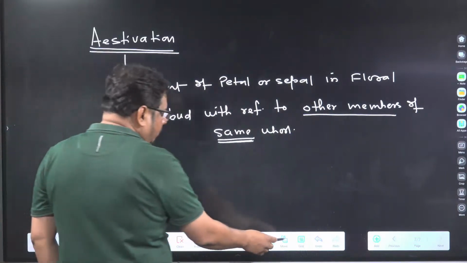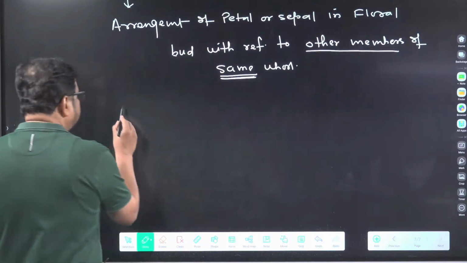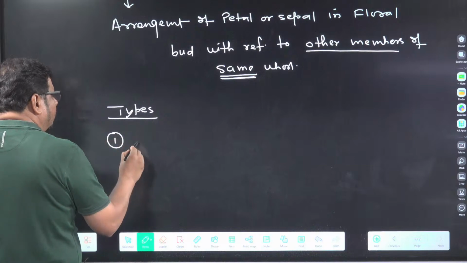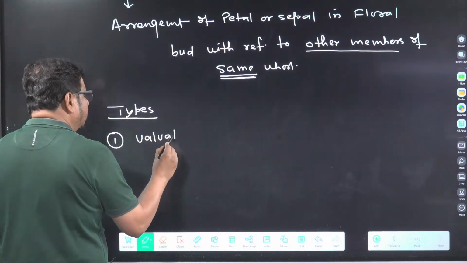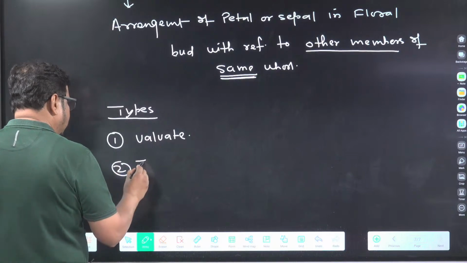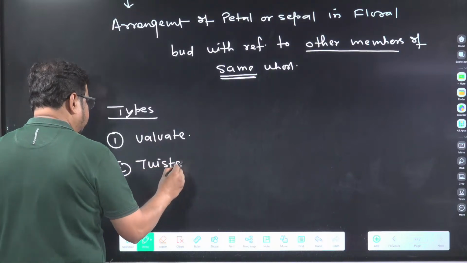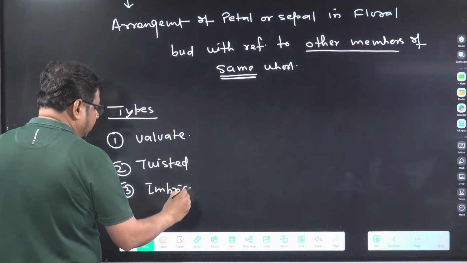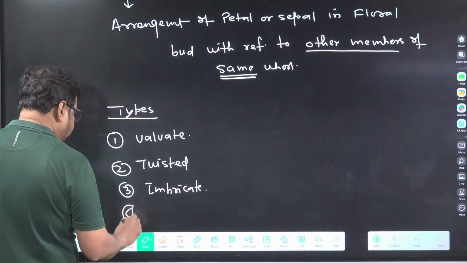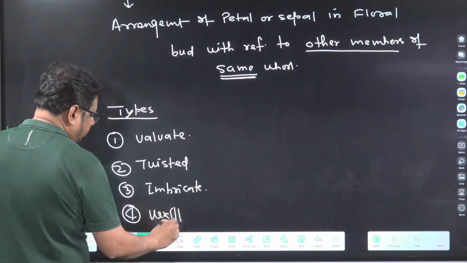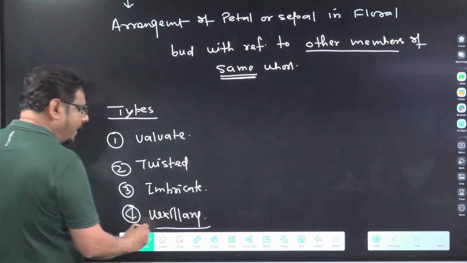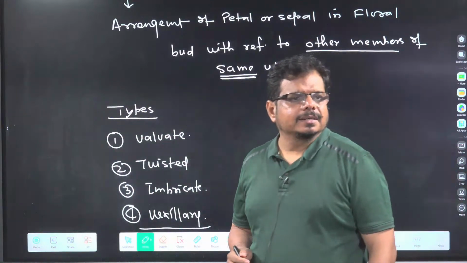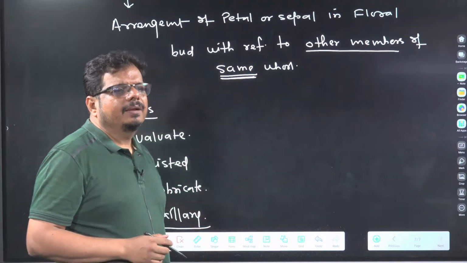Now we are going to talk about the types of estivation. NCERT wrote 4 types, so we will deal with 4 types only. Valvate, twisted, third one is imbricate, and the fourth one is vexillary. So 4 types of estivation are there that we are going to discuss. Is it clear? Valvate, twisted, imbricate and vexillary.